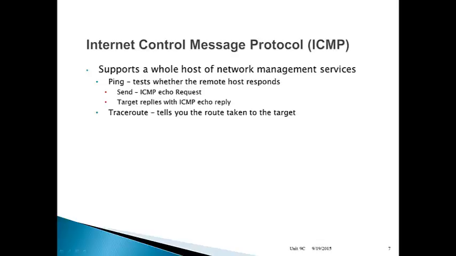Traceroute is another interesting tool. It's called TraceRT in Windows, and it tells you the total route taken to the target. You specify your target, and it will go hop by hop and tell you what all the intermediate routers are and how long it takes to get to each one. Sometimes this doesn't work because intermediate routers will not respond to ICMP and will not tell you where they are for security reasons and so forth.